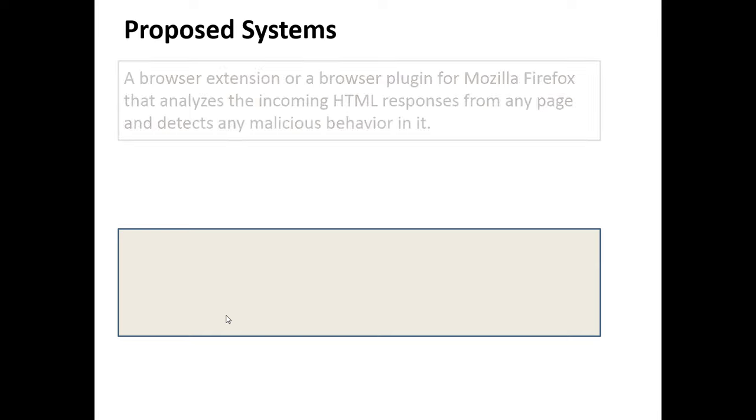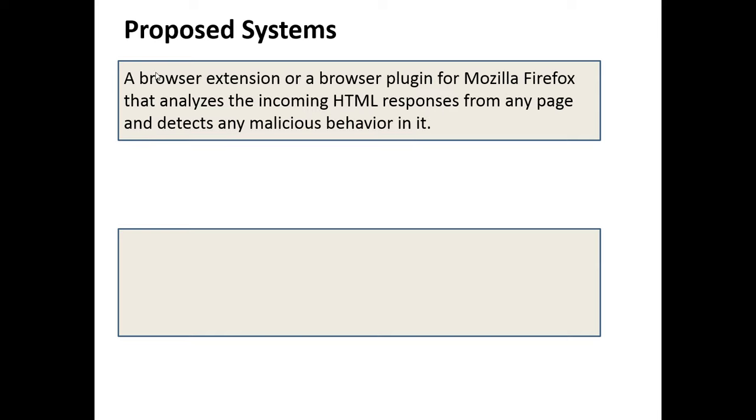So what we are going to propose is a browser extension, or what we usually call a browser plugin. We are going to write a plugin especially for Mozilla Firefox, and what the plugin does is it analyzes each and every incoming page, and it will detect any malicious behavior in it. Basically, we have a predefined rule set: what are the allowed behaviors of a web page and what are the disallowed behaviors of a web page.